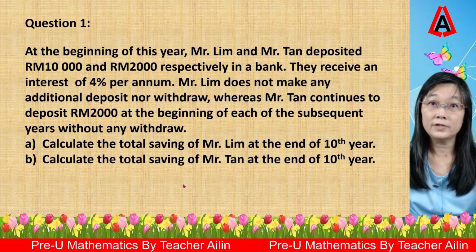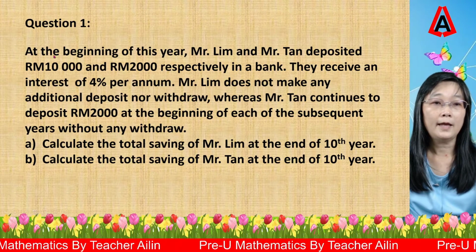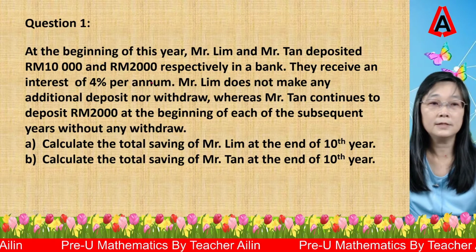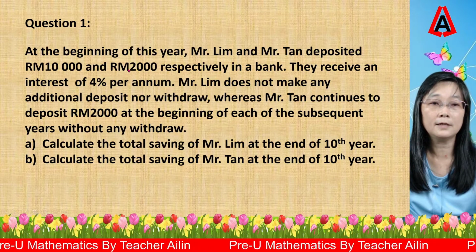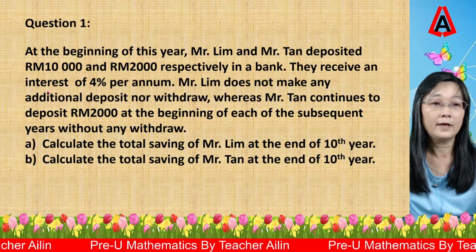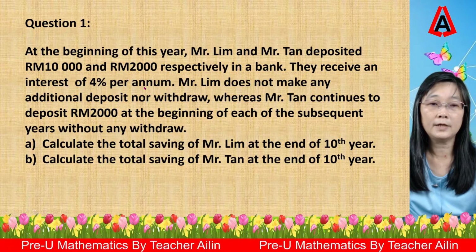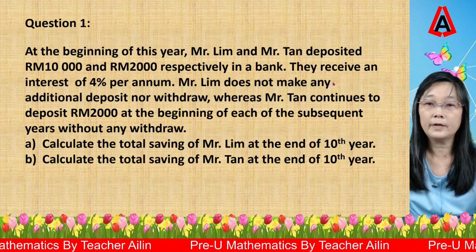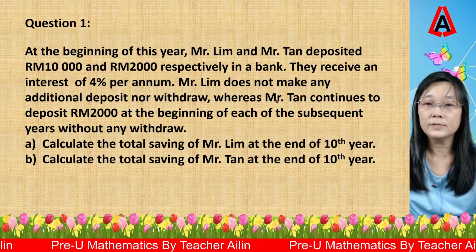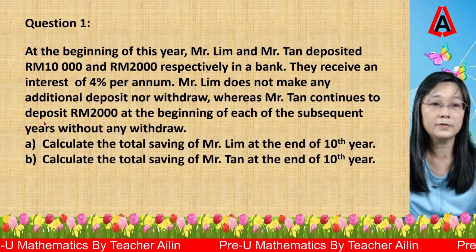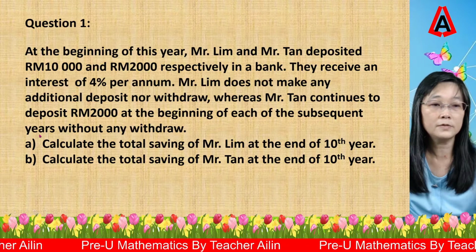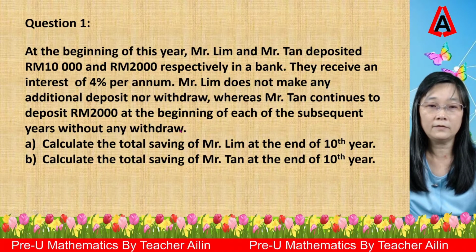Let's proceed to the question. Question 1. At the beginning of this year, Mr. Lim and Mr. Tan deposited RM10,000 and RM2,000 respectively in a bank. They received an interest of 4% per annum. Mr. Lim does not make any additional deposit nor withdrawal, whereas Mr. Tan continues to deposit RM2,000 at the beginning of each of the subsequent years without any withdrawal.